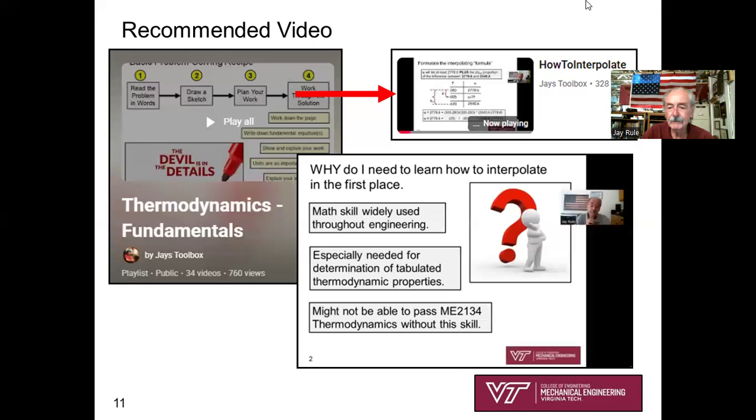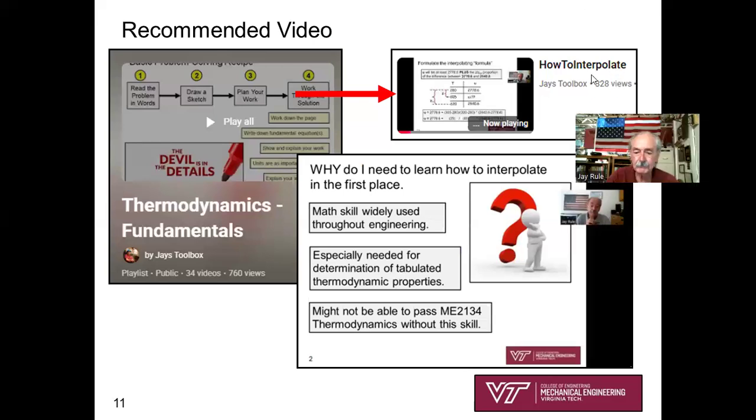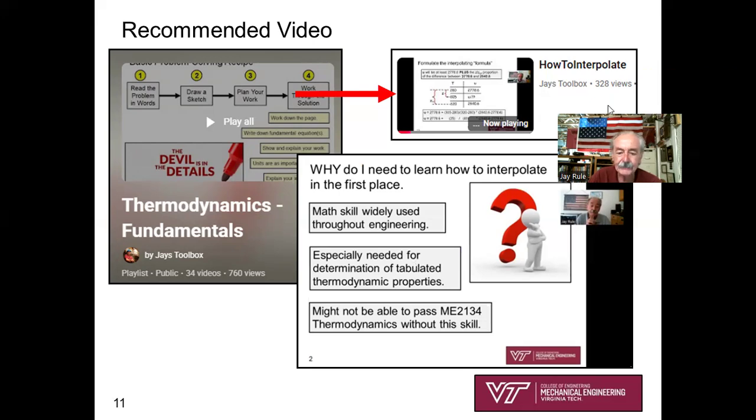Okay, if you need a little more video and some more examples, I believe I've included some more examples on how to interpolate in my video. Let's see, I'm trying to see how long it runs. Darn it, I didn't write down how long it runs, but under thermodynamics fundamentals, there's a video called How to Interpolate, and that could give you some additional ideas on interpolation, maybe some additional tricks of the trade.